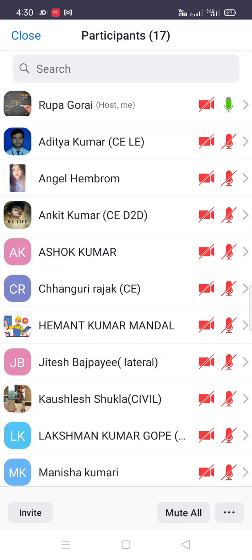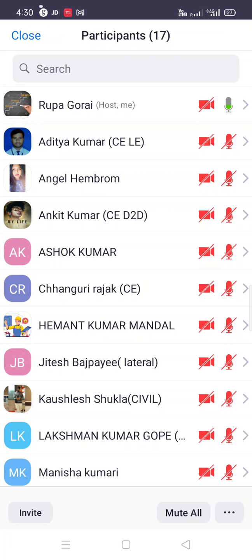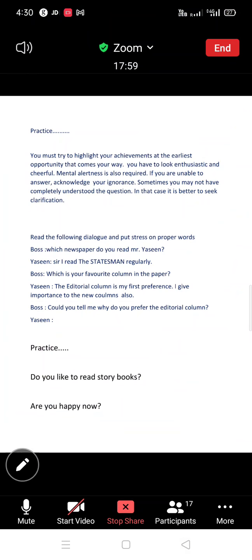And stress is to emphasize some words or syllables, while intonation refers to pitch or tone, right? So this is about stress and intonation. Now we have to practice.